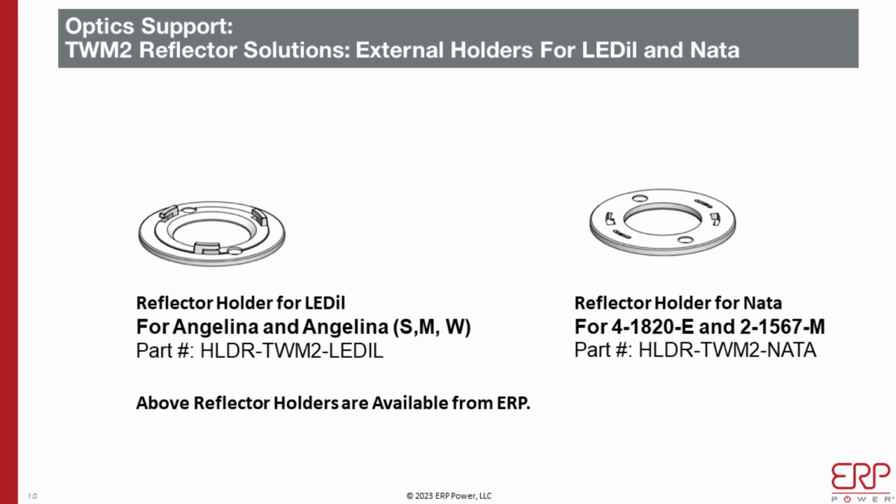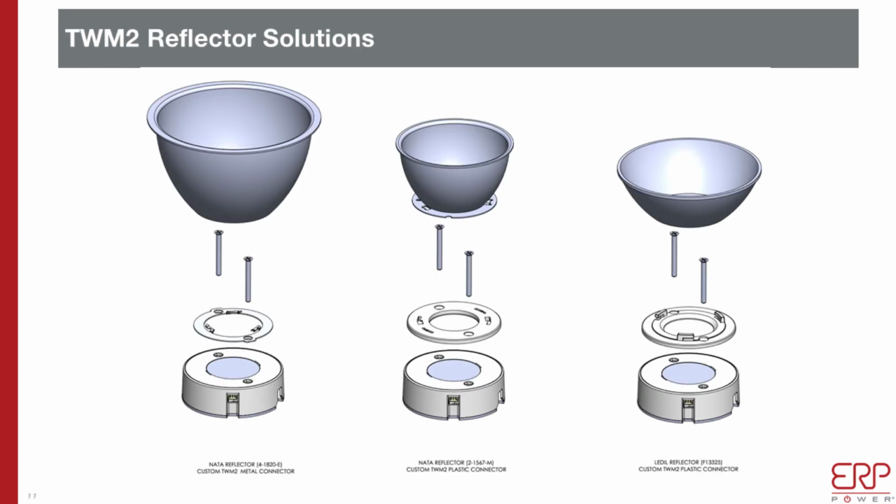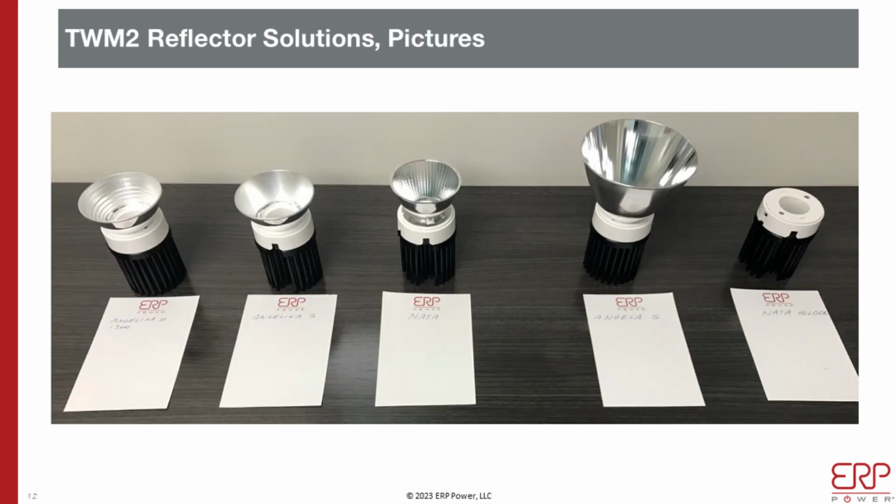I mean, there's a whole bunch of them in the market as well, but these are the ones that meet and adapt to the holes that are already on the puck. So this is TWM2, and as you can see, the same screws that we use to mount the module to the heatsink now mount the reflector, the holder, all at the same time. So it goes through and mounts it to the bottom heatsink or the chassis, whatever.